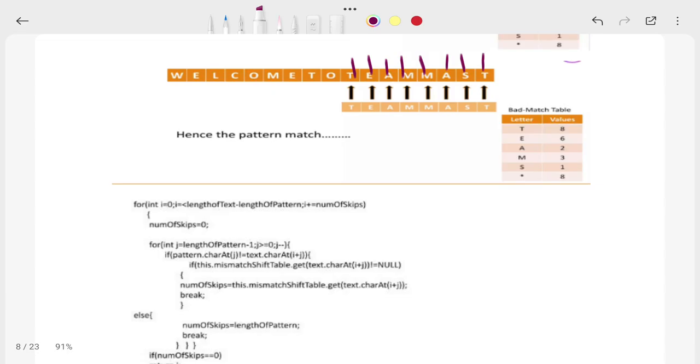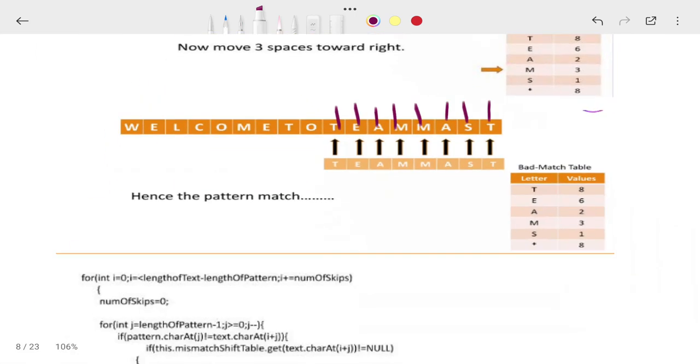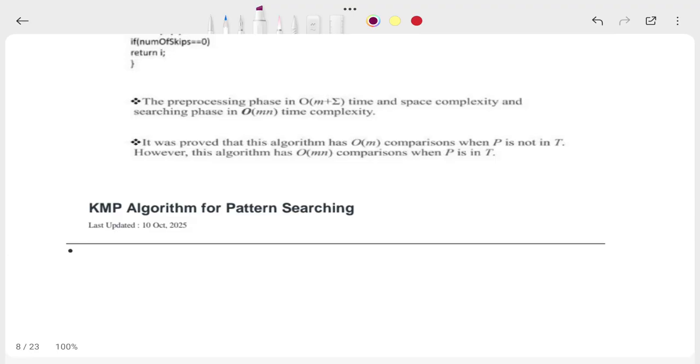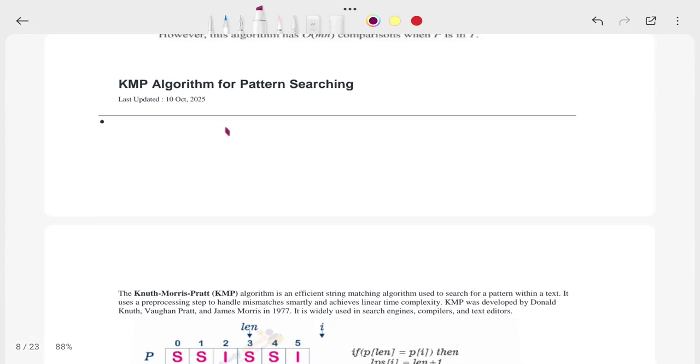If the data is available in my pattern, then I will shift my pattern according to the index of the alphabet. Otherwise, I will take the length of the string. This is the algorithm of KMP.